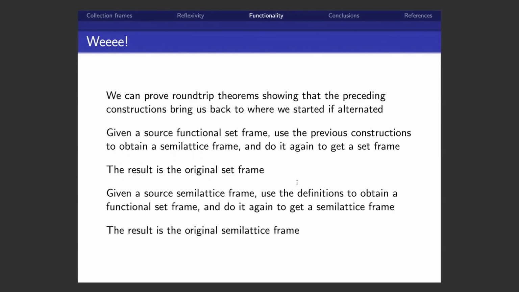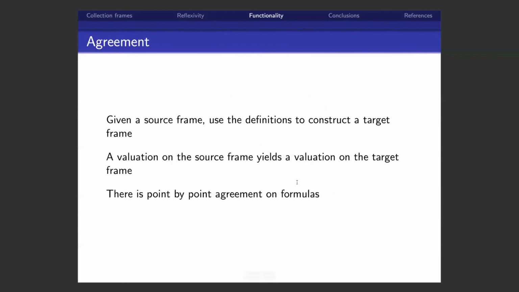They're the same frame. And then if you have a semilattice frame and use the definition to get a functional set frame, and do that again to get another semilattice frame, you get back to where you started, same frame. So alternating these constructions takes you back to where you started. And so we get a nice little round trip theorem, hence the title of the slide.